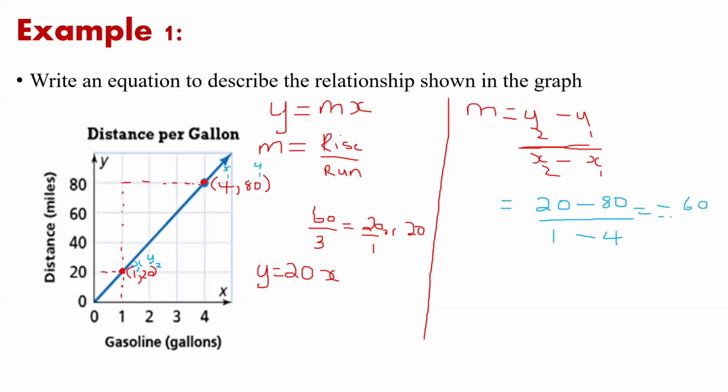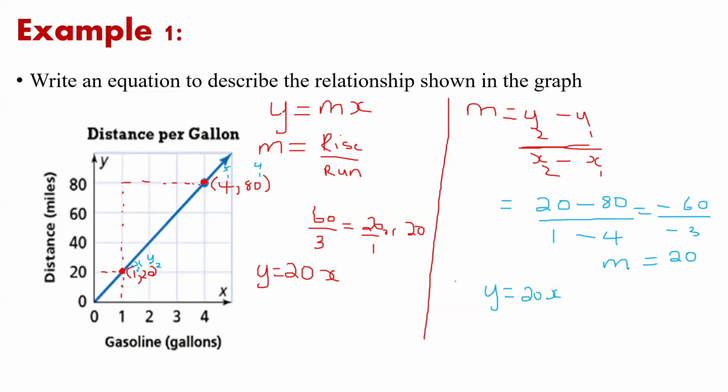And now I need to simplify my denominator. 1 minus 4 is going to be negative 3. When you divide a negative by a negative, your answer is going to be positive. Now 60 divided by 3 is going to be 20. So again, my slope is positive 20. So m is equal to 20. Now that I know my slope, I'm going to write my equation. Now my equation is y equals 20x.